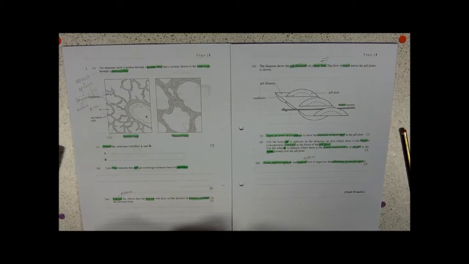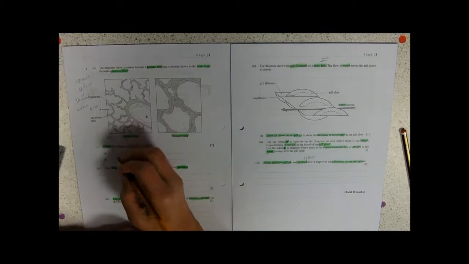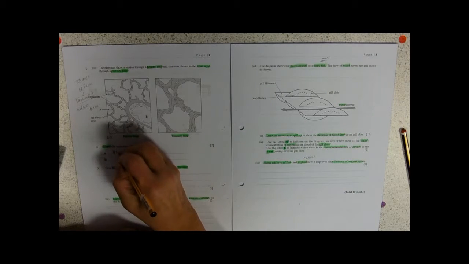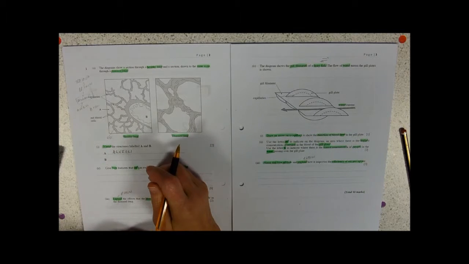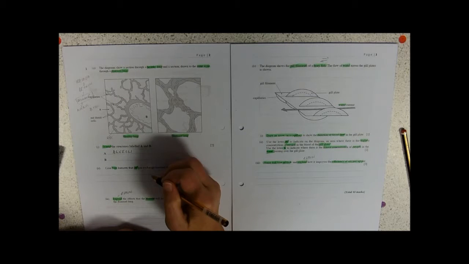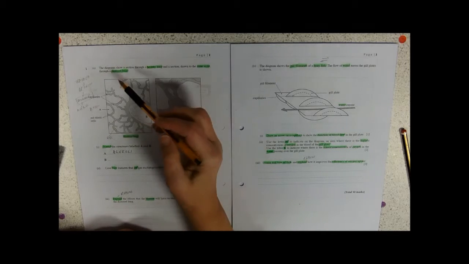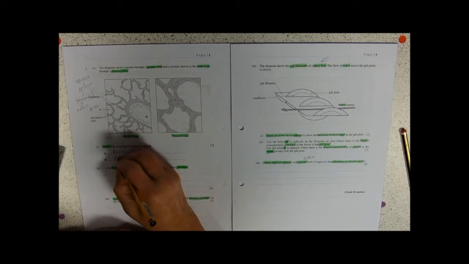Okay, so let's make a start then. So we'll start with the lungs. Name structures labelled A and B, so I think that A represents the alveoli, and B I've decided is a bronchiole.